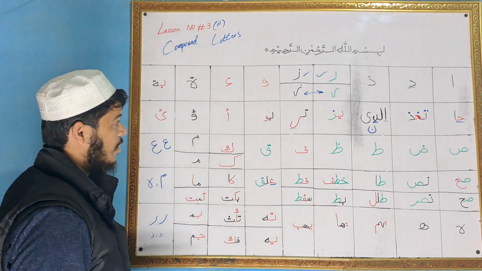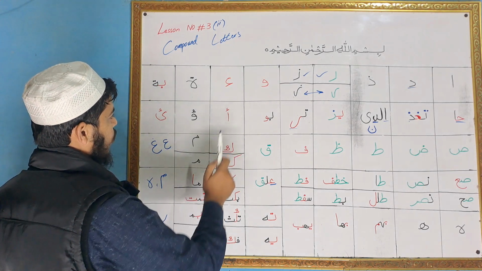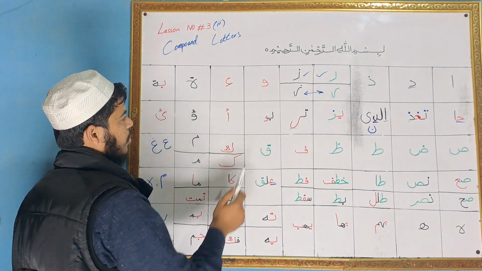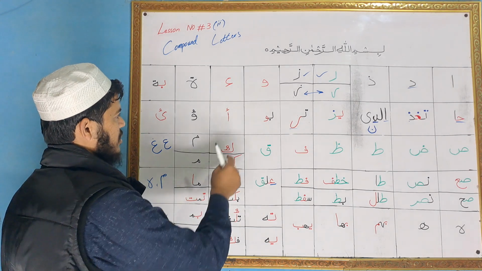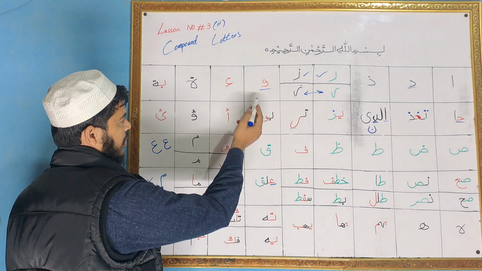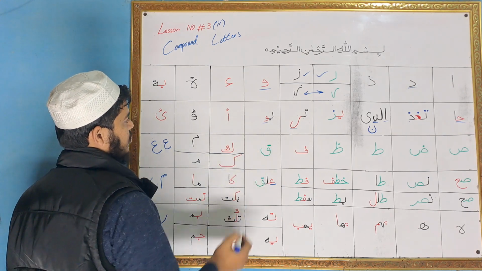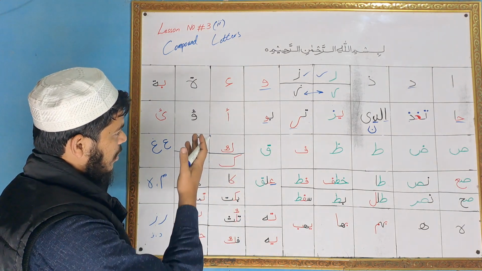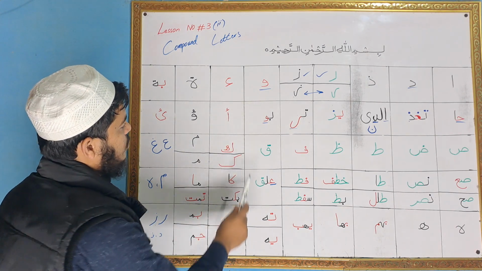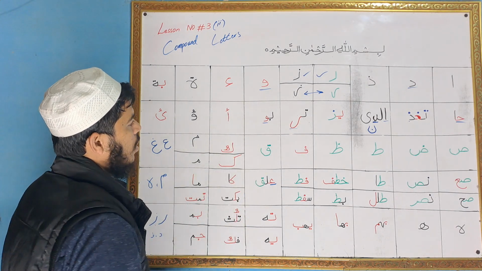Okay, and now we move to the letter Waw. This is letter Ba and Waw. As we know, when a letter comes at the end, it will be in its original form. So Waw will always be in its original form as in the alphabet. So this one will be Ba, Waw.